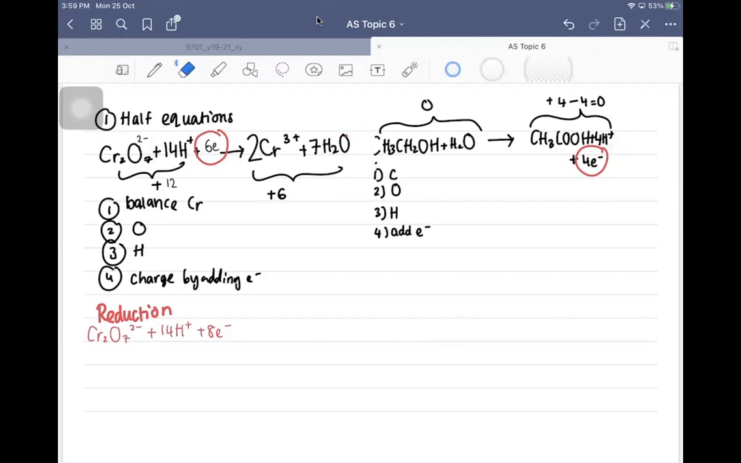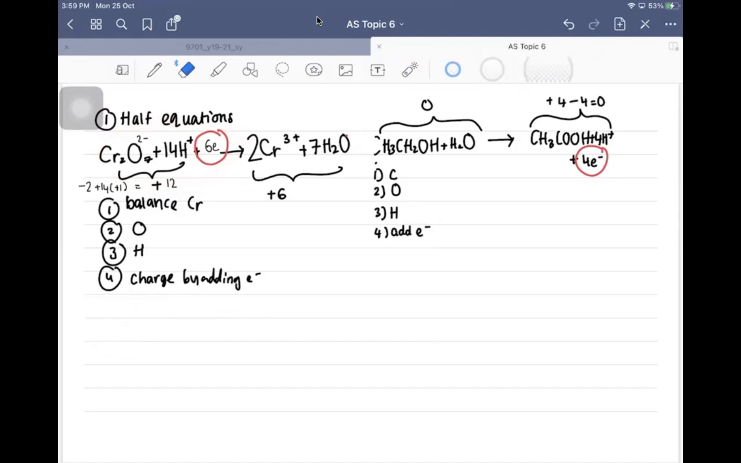Okay. I repeat. After I have balanced my atoms, next I want to balance my charge. On the left side, I've got -2 plus 14. So that's plus 12. How do I know that? -2 plus 14 times plus 1, which is plus 12. On the right side, I've only got plus 6. So to balance this out, I need to add 6 electrons. So I'll just erase this.